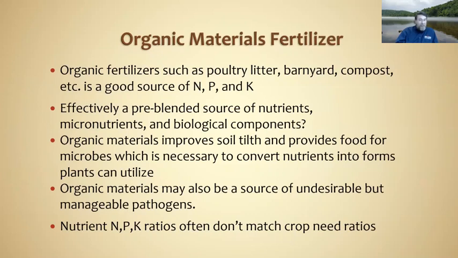Effectively, they are pre-blended sources of nutrients, just like you can go to the hardware store and pick up a bag of 13-13-13, or you can go get 100 pounds of animal manure and it'll have its blend of nutrients. It will also have, as we discussed yesterday, micronutrients and some biological components that need to be considered. The organic materials have some real advantages in terms of providing soil tilth and helping provide microorganisms to the soil to convert nutrients into forms that plants can utilize.